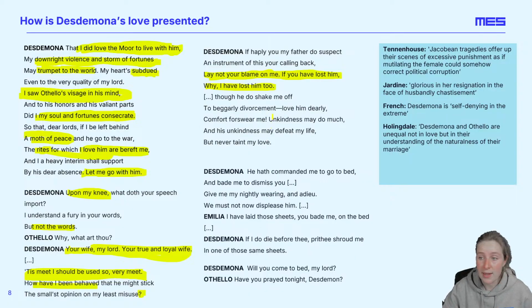But then also saying, "if he do shake me off to beggarly divorcement," so if he essentially ruins her by leaving her, remember, only husbands can divorce wives, not the other way around, "love him dearly." "Comfort forswear me."